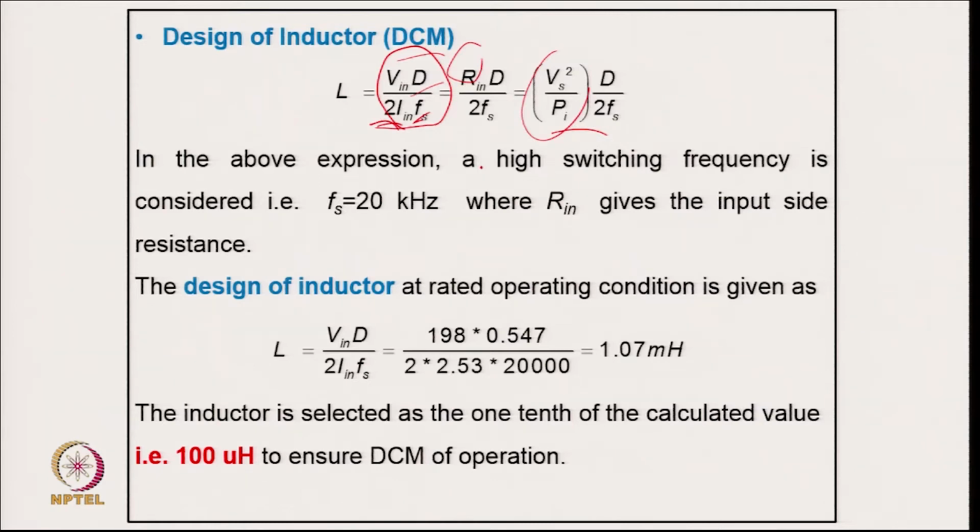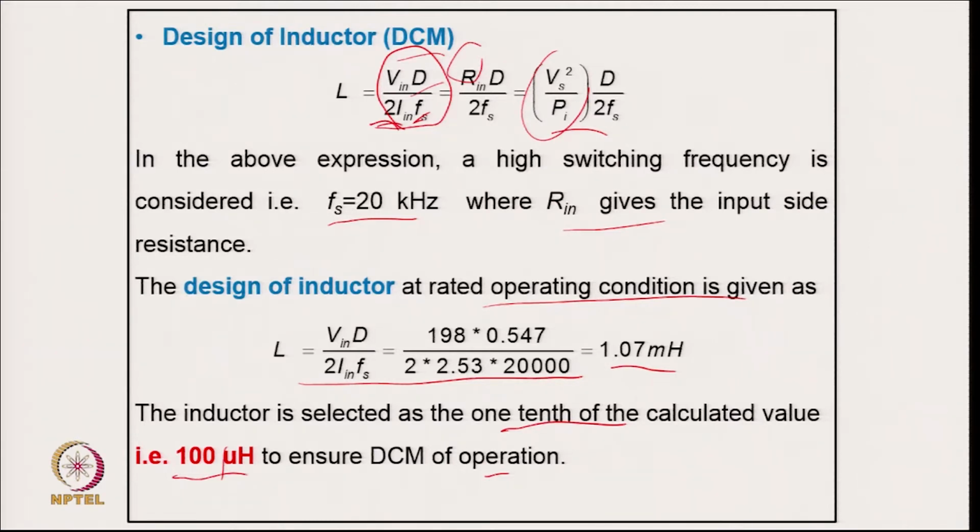In this expression the high frequency is considered 20 kilohertz, where R in is the input side resistance. Putting in the values for rated condition, we get 1.07. This is the typical value for the boundary condition, so practically we should get less than that. In many situations people keep even 1/10. So, you can even take typically around 100 microsecond to ensure the discontinuous mode of conduction even for lower voltage and highest power, because at the lowest input voltage you will find this current will correspond to the maximum.